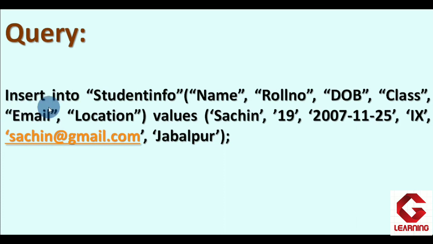So this is the query that I used. First, insert into, the name of the table is student info, then the columns for which I got values: name, roll number, DOB, class, email, location, thereafter bracket close, then VALUES, and then in the small bracket the first value is Sachin, so name is Sachin, roll number 19, DOB is 25 November 2007, class 9, email is sachin@gmail.com, and location is Jabalpur. And thereafter this command is terminated with this semicolon, and by using this insert command you have already seen that I have entered this row or record in the student info table.